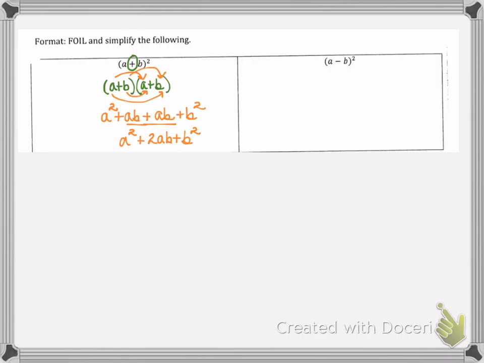Over here, when it's subtraction, again, rewrite that to be a minus b times the quantity a minus b. When we go to do our FOIL, first gives a squared, just like the last one. Outer gives us a negative ab. Inner gives us a negative ab. And last gives us a positive b squared because it's a negative b times a negative b. Combining like terms, we're going to have a middle term this time of negative 2ab or minus 2ab.